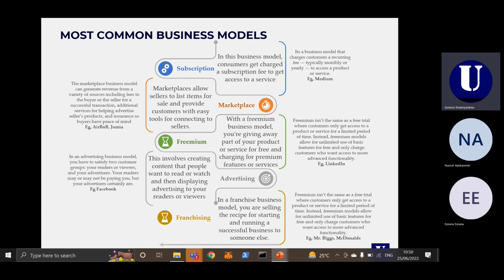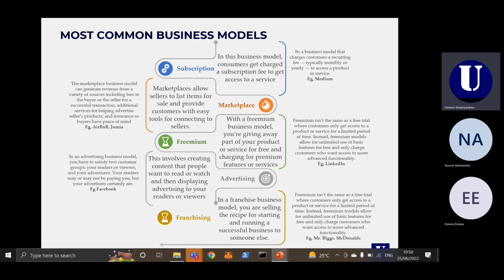I've paid Mr. Biggs for the franchising, right? And then I'm making my money. The daily sales is going to me. I'm managing the business myself, but the name is Mr. Biggs, but I'm managing it myself. So franchising is also an example of a common business model that we have. So these are like the top 5 business models we have.